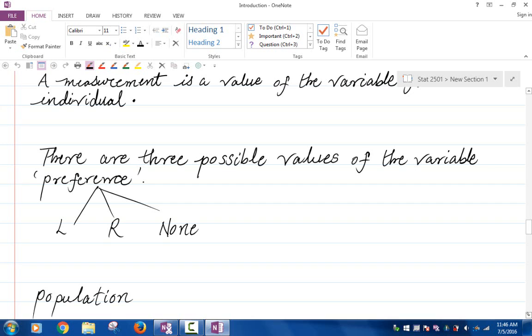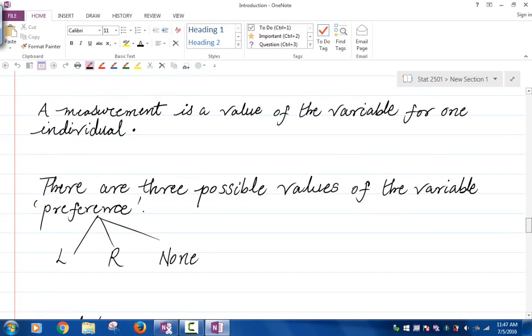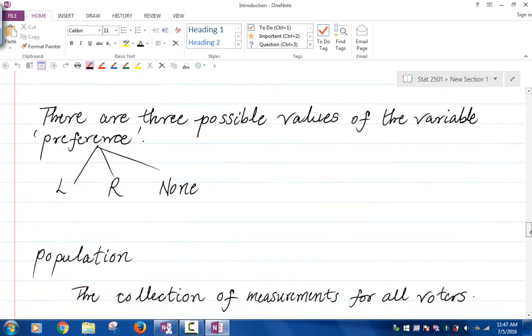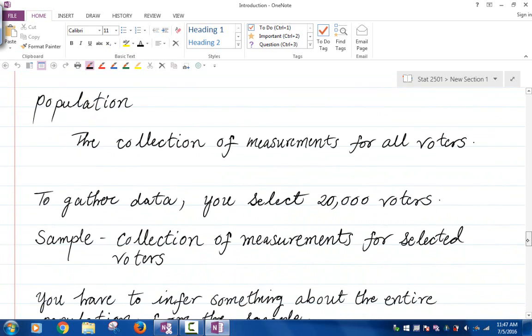So what's the variable here? The variable here is the voting preference, right? A measurement is a value of the variable for an individual. For each voter, right? Each voter has a preference, right? So a measurement is basically the preference of an individual voter. Okay. So remember, the population would be the collection of all measurements, right? For all voters.